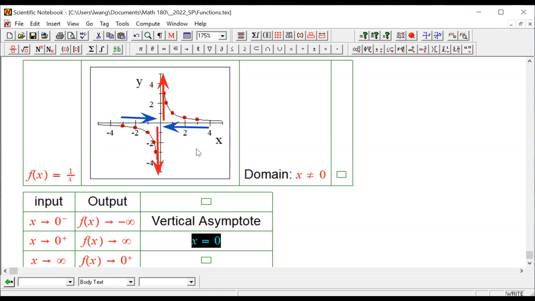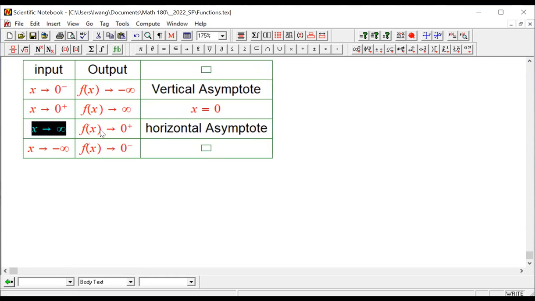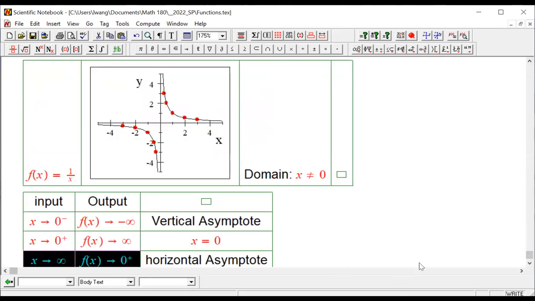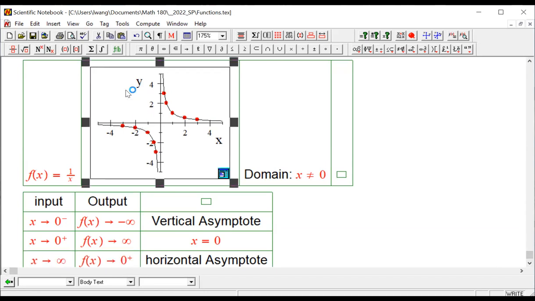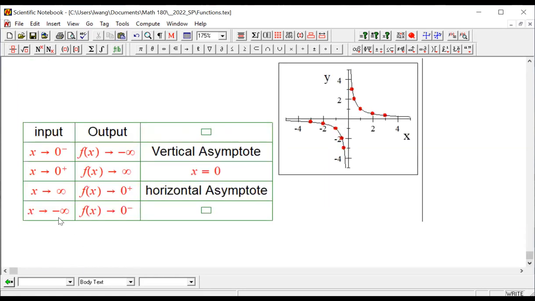Horizontal asymptote. Okay, so for the horizontal asymptote, we're going to put the reasons here. These are the reasons there. What is a horizontal asymptote? I'm going to bring this picture to the side because they don't seem to fit in the same place, because I want to show you these two lines, okay?